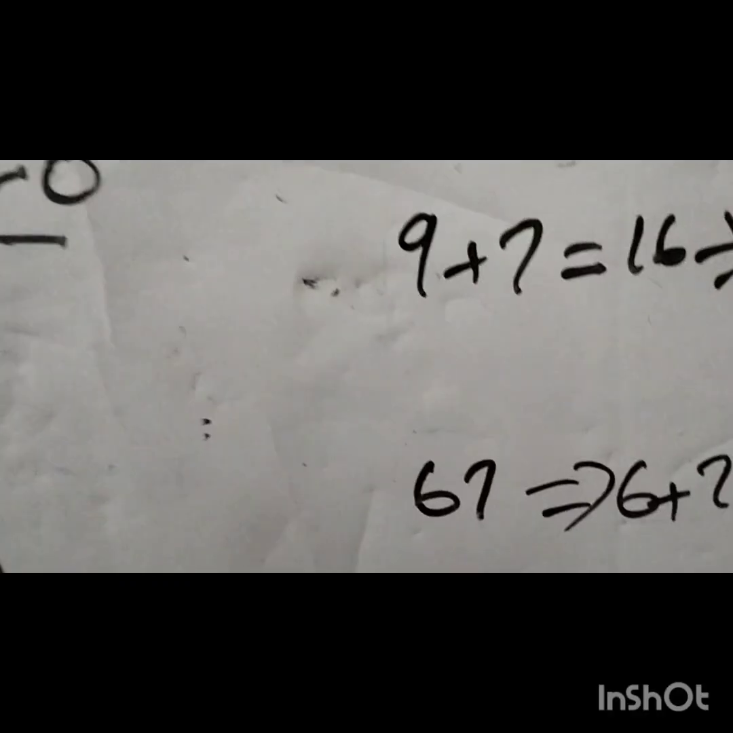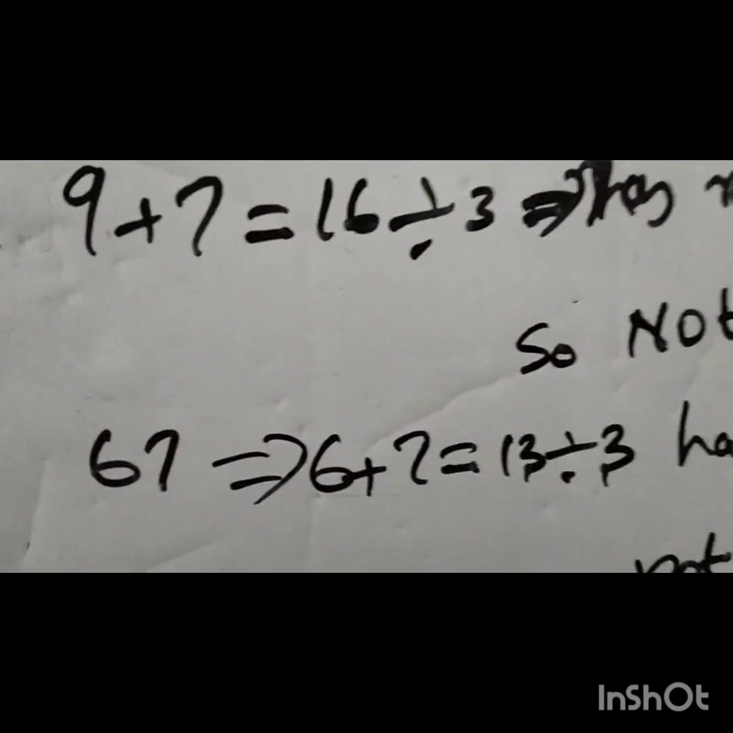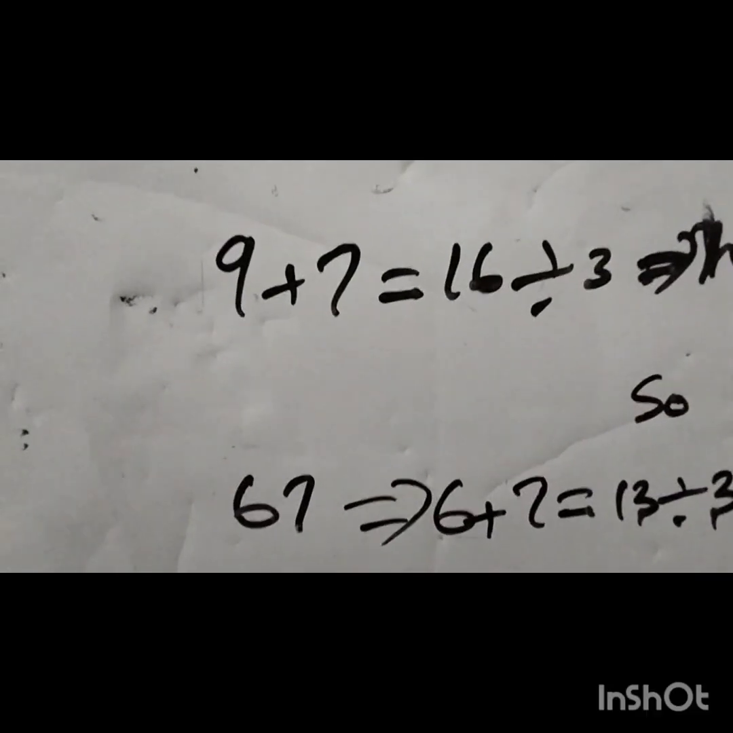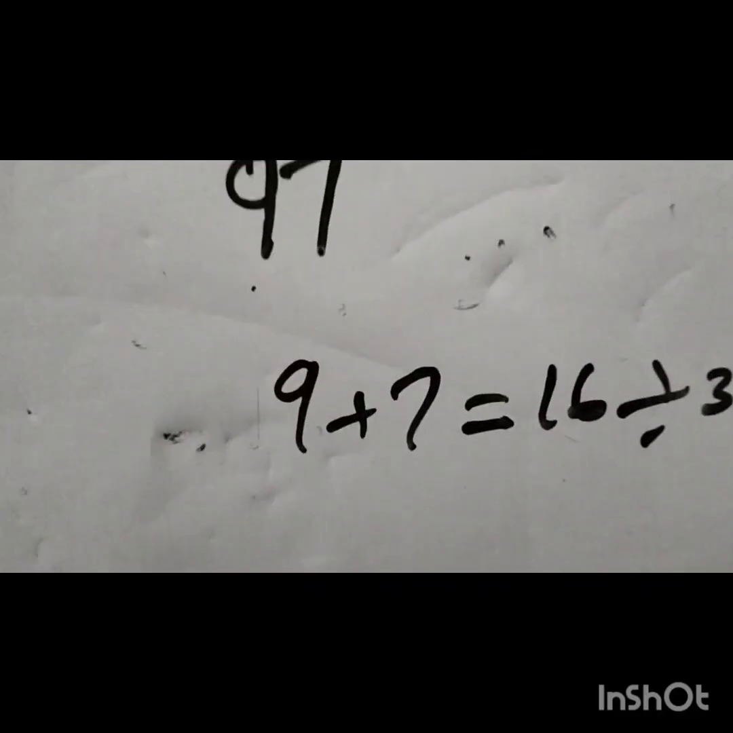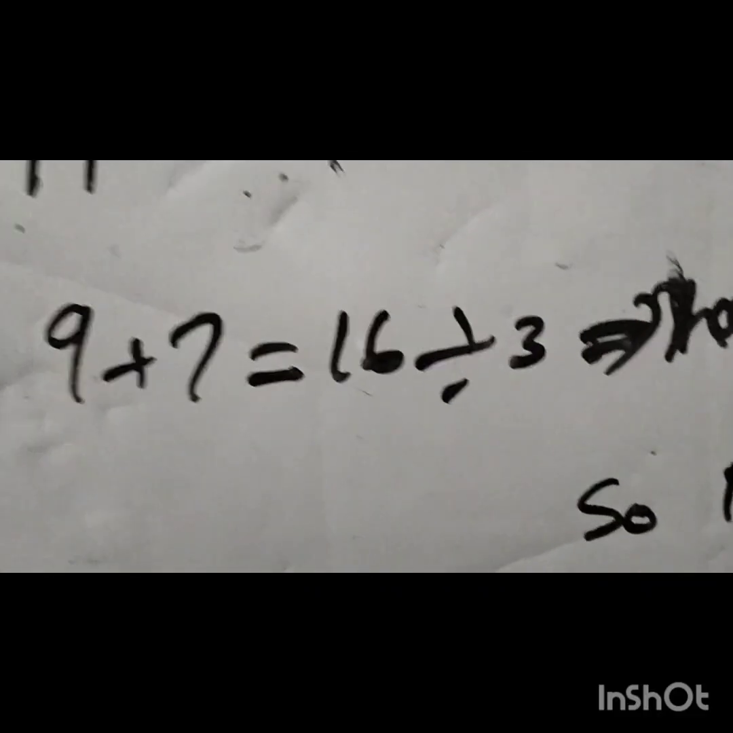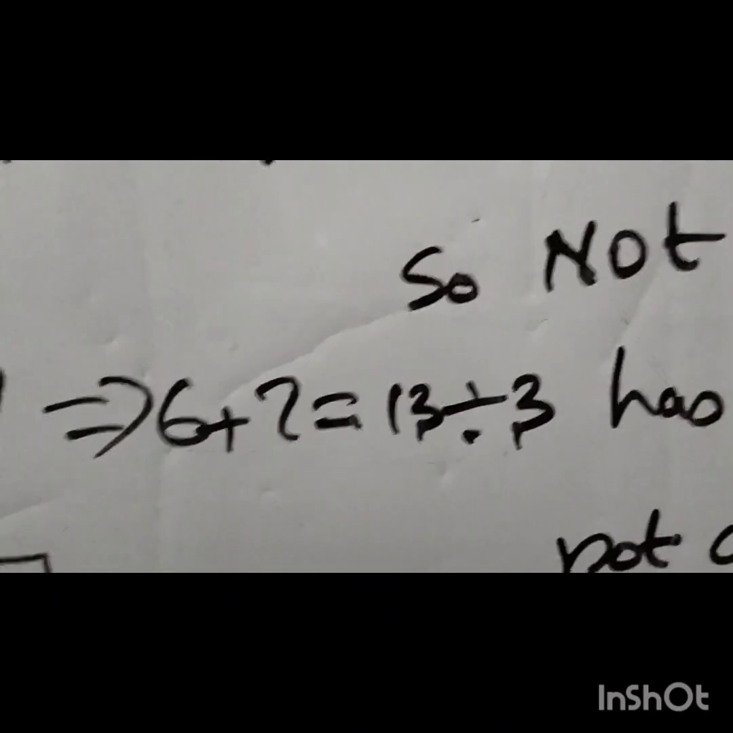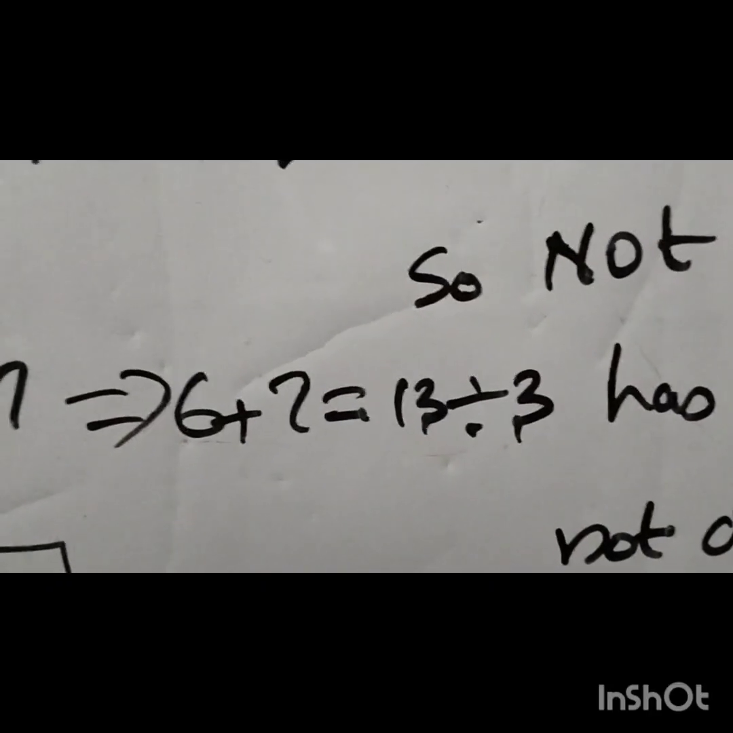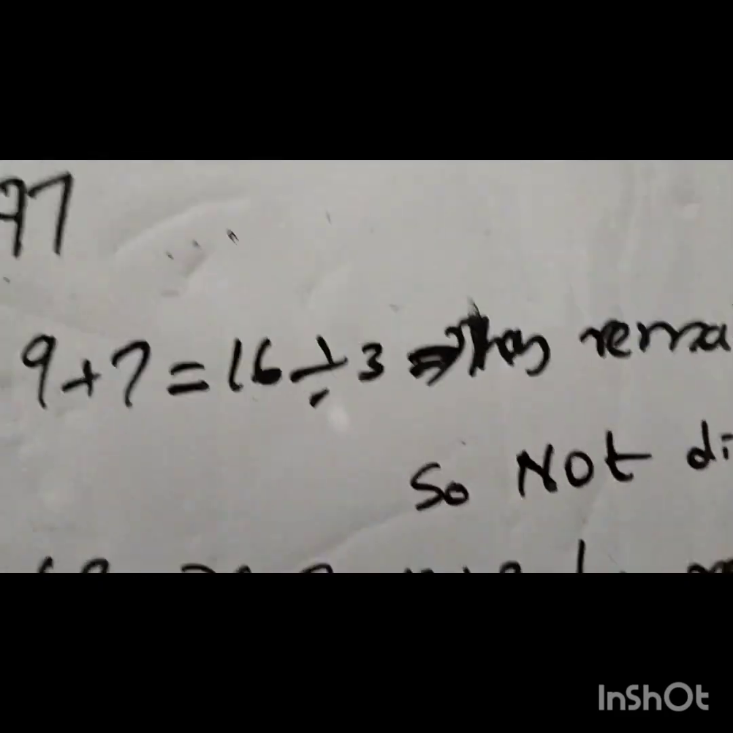For example, take the number 67. What is the divisibility rule? The sum of the digits should be divided by 3, and if we get a remainder, it is not divisible by 3. If we do not get a remainder, it is divisible by 3. Sorry, this is 67: 6 plus 7 equals 13. 13 divided by 3, we know that we will get a remainder. So it is not divisible by 3.